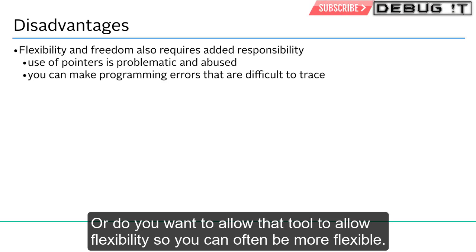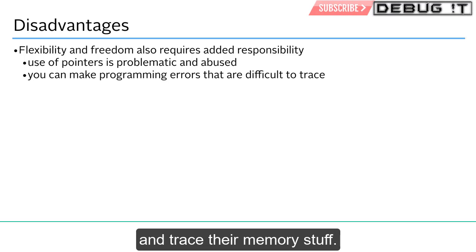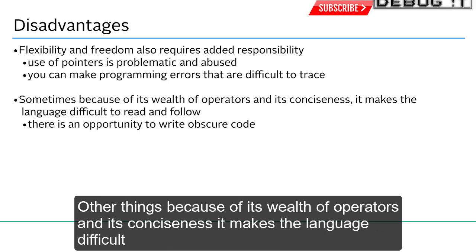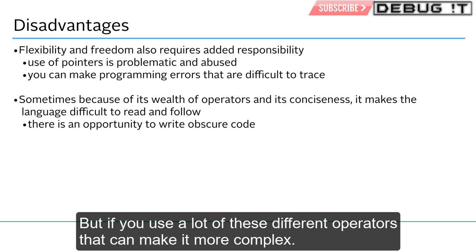So you can often be more flexible, but it's at the risk of making more errors, and a lot of times these errors are very difficult to find and trace, especially if they're memory stuff. So that can be a problem. Other things, because of its wealth of operators and its conciseness, it makes the language difficult to read and follow sometimes. For the most part, C is very easily readable. But if you use a lot of these different operators, that can make it more complex.